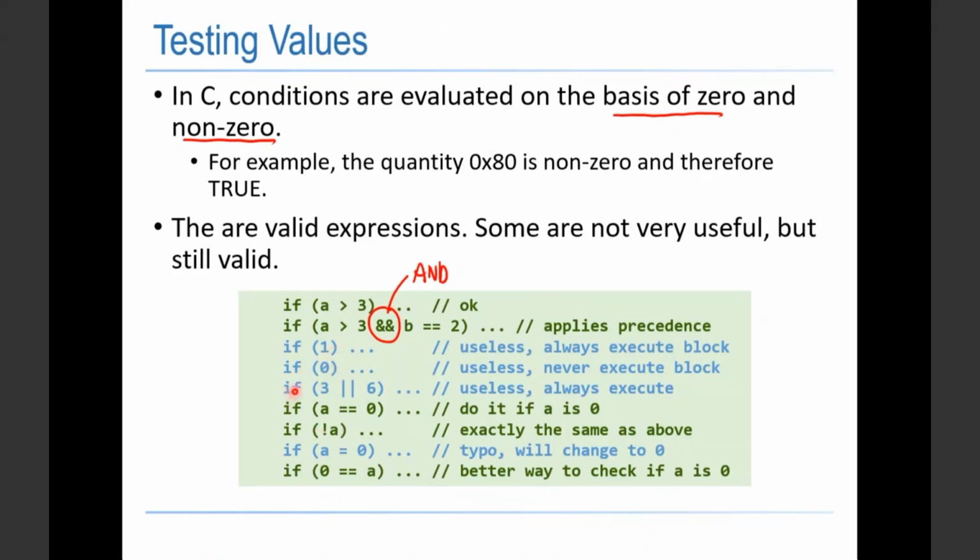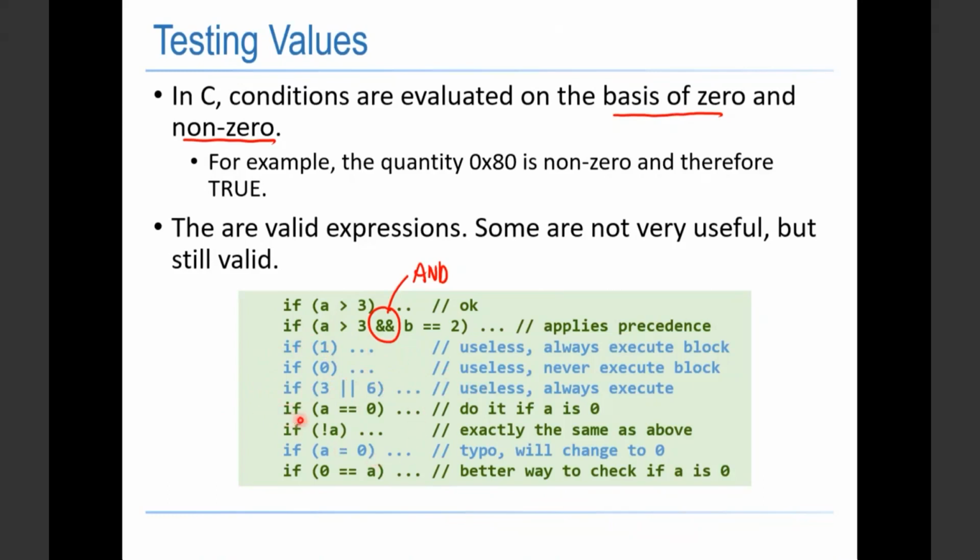If you put if 3 OR with 6, you can see here it always executes. Why? Because 3 has a value, 6 also has a value, and both will produce a 1. So it will always execute. So this 3 here is a useless expression.